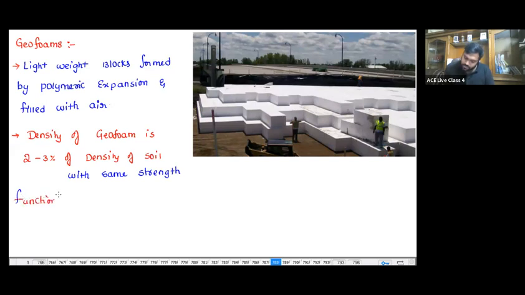Its main function is simply to separate the soil. Separation.